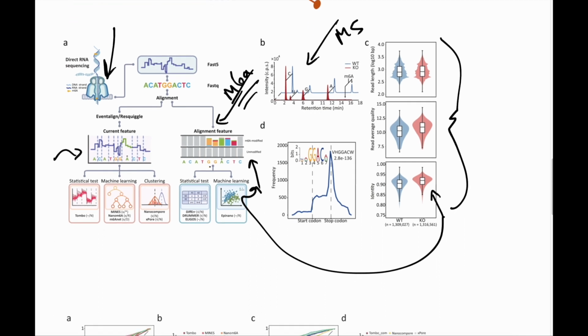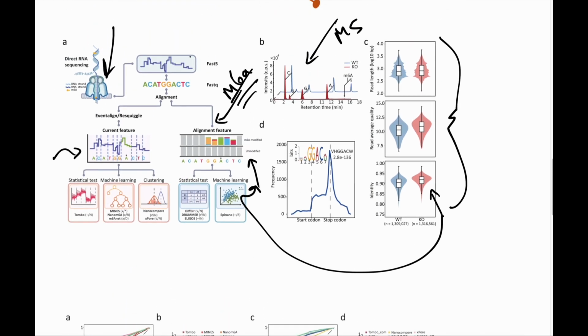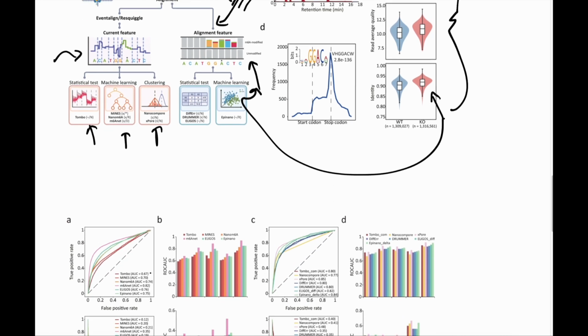Alrighty, so they looked at 10 different tools, but the inputs, the outputs, and as we mentioned, the overall strategies differ, whether they used statistical tests or machine learning to analyze the squiggles, or clustering, or how they analyzed the alignment features. That was different between the 10 tools as specified here.